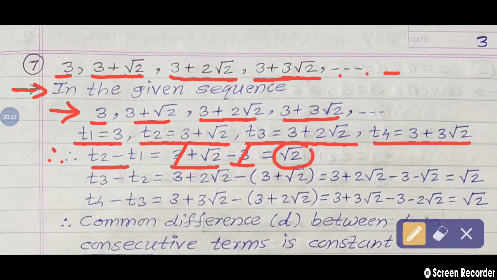All of you understood? Next difference is T3 minus T2. What is the third term? 3 plus 2 root 2 minus, in brackets we are writing the second term, 3 plus root 2.